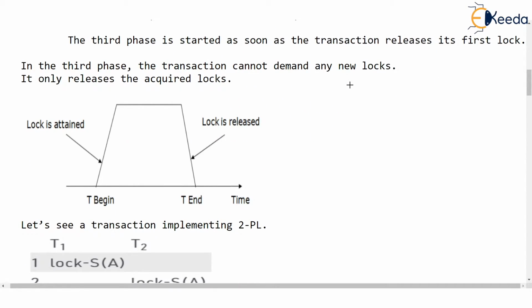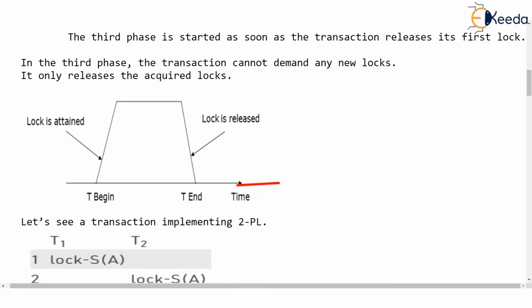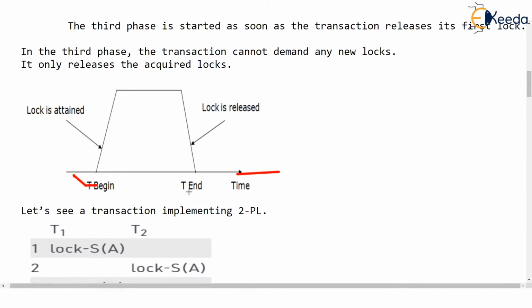Just imagine this is the time axis. Why imagine? It is the time axis. As time goes on, this axis can be seen from the start of the transaction, that is t begin, and here is the transaction ending. So this is the time at which the transaction ends.